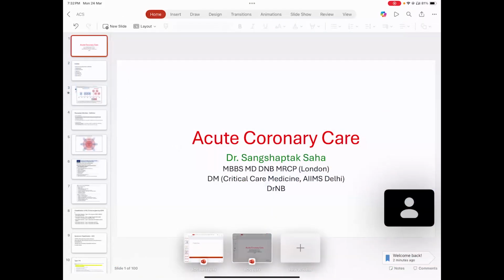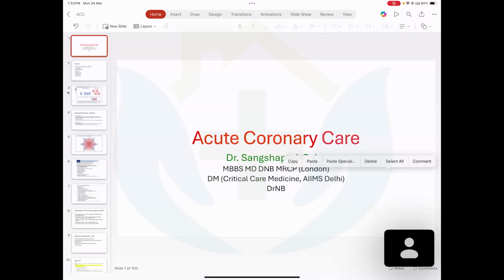Hello everybody, I'm Sangshaptak. So today's topic for discussion is acute coronary care. Firstly, we shall have brief theoretical aspects of acute coronary syndrome, both STEMI and non-STEMI, and in the end we have a few ECGs just for the more practical aspects. It will be something like a 40-45 minute session at max. Okay, so let's start.